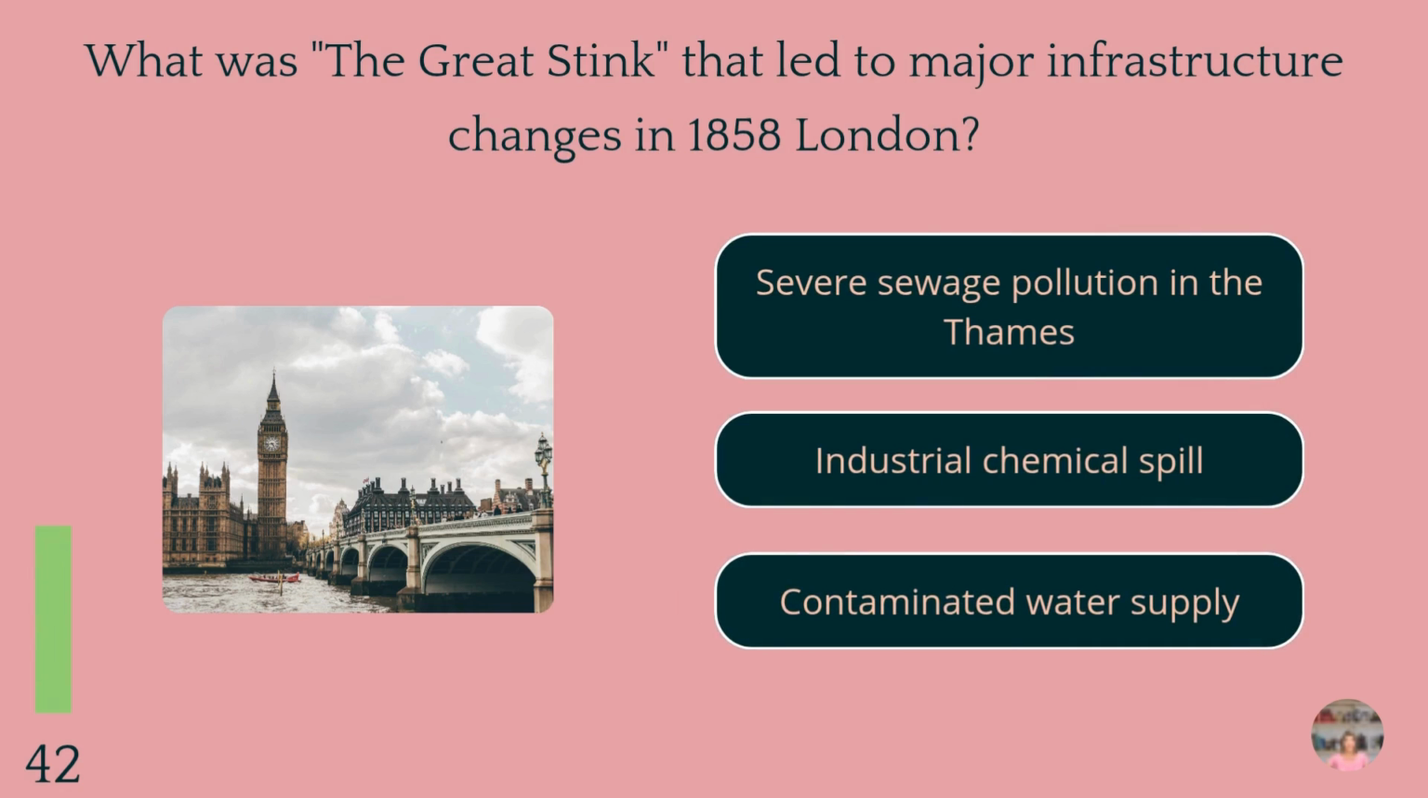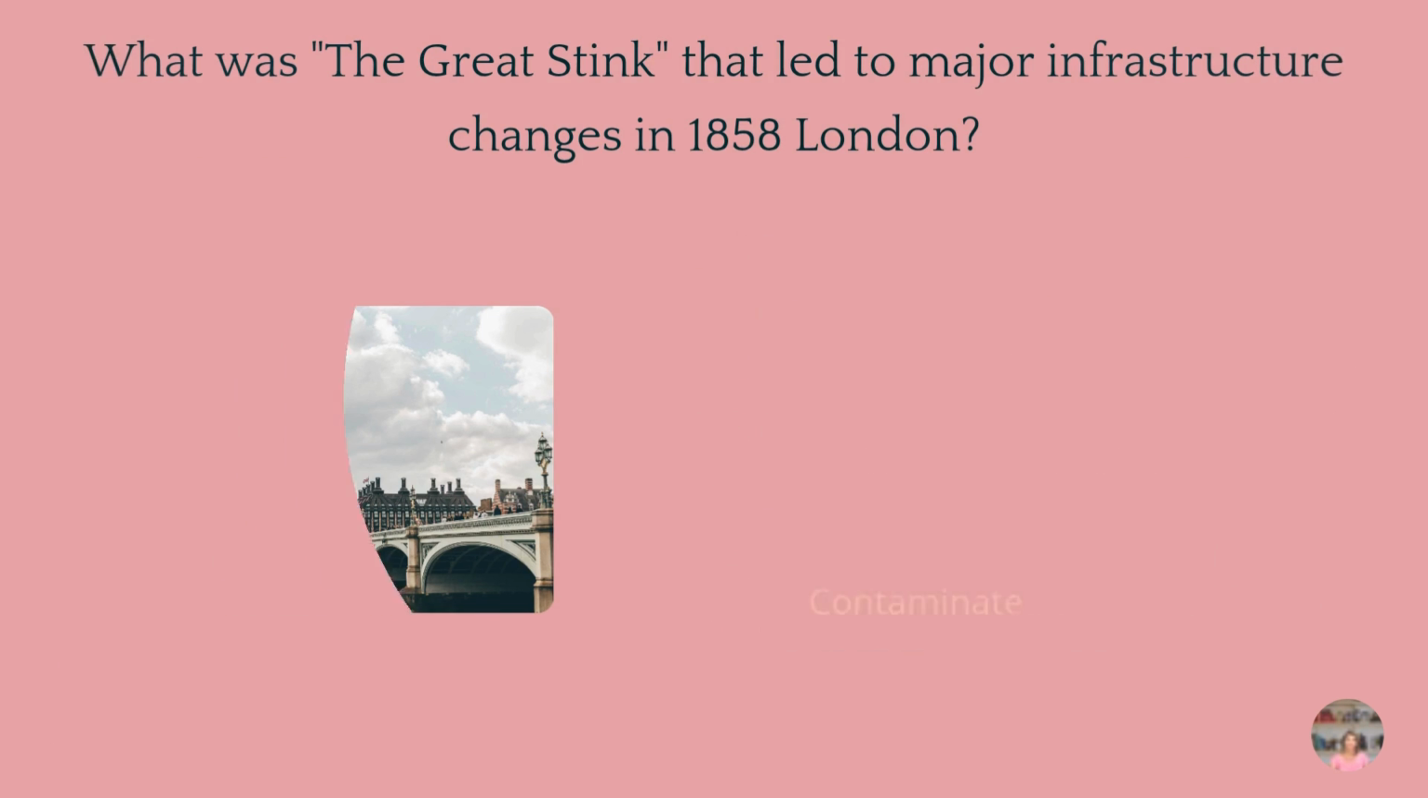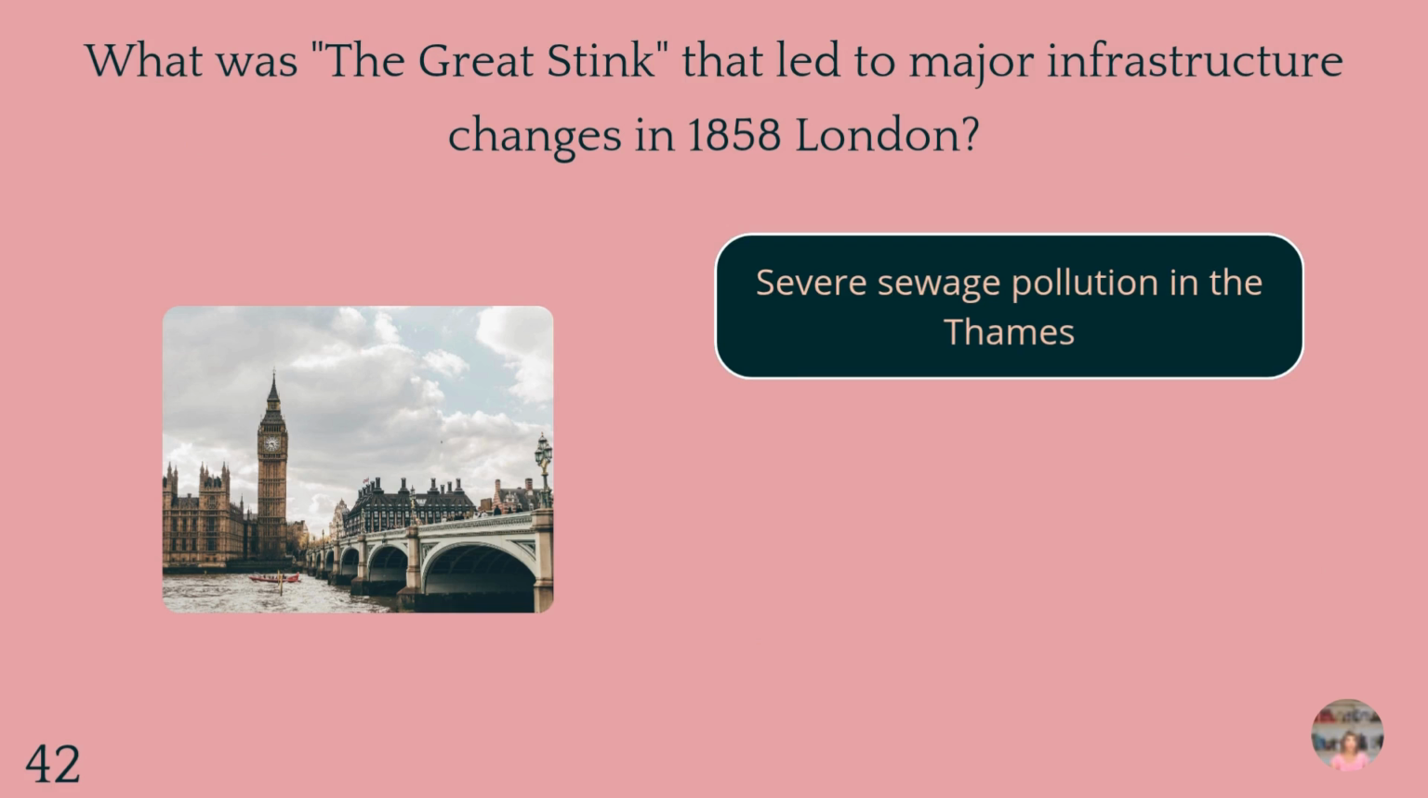What was the Great Stink that led to major infrastructure changes in 1858 London? Severe sewage pollution in the Thames, industrial chemical spill, or contaminated water supply? Severe sewage pollution in the Thames.